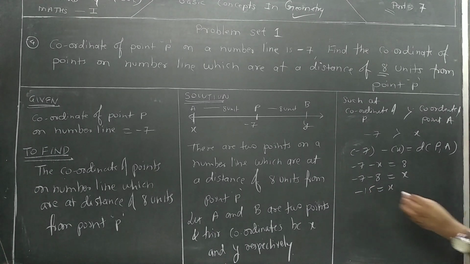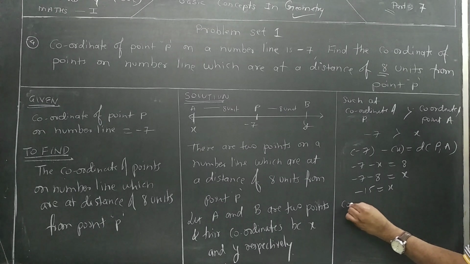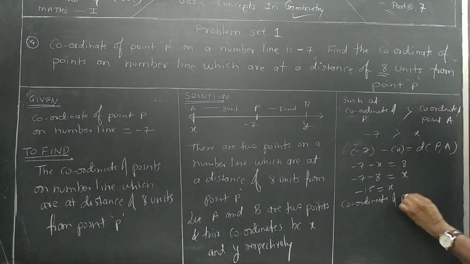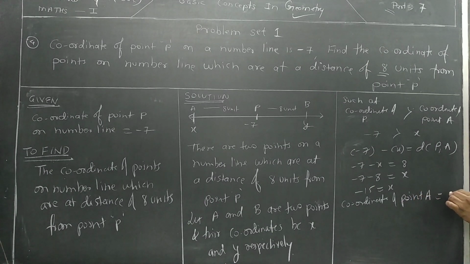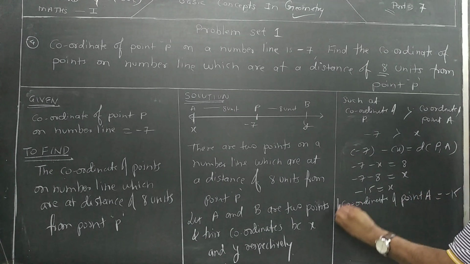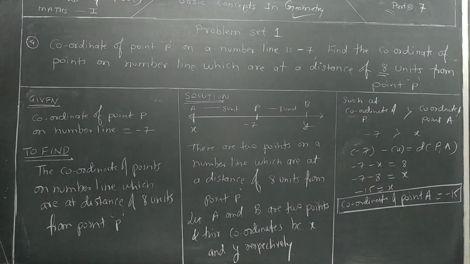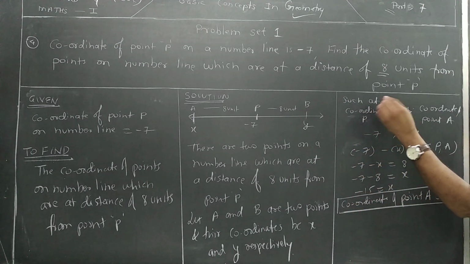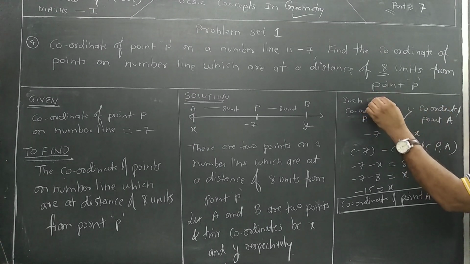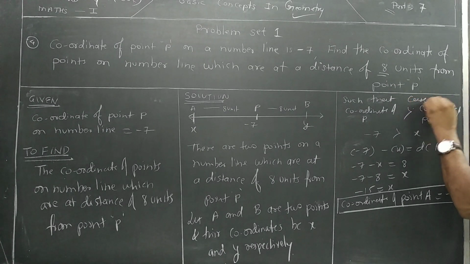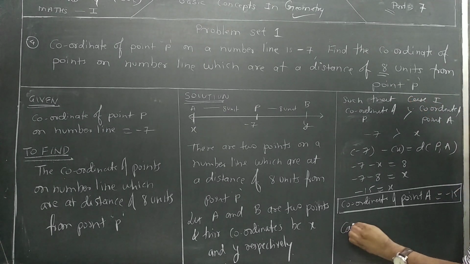So the coordinate of point A is equal to -15. This we are going to put in a box. Is it right? Now, the second question is, such that, okay, case 1, I can say case 1. I can take it as what? Case 2.